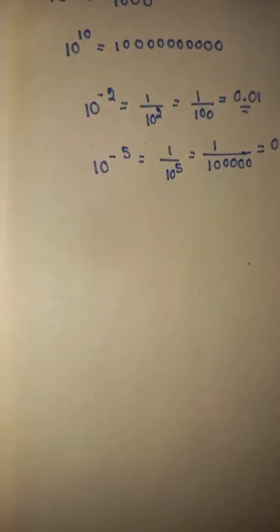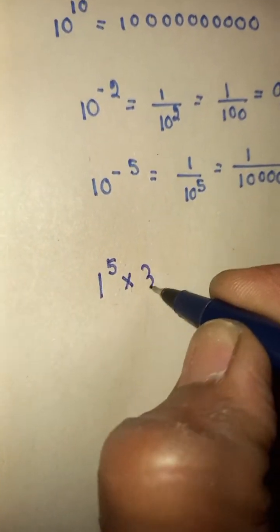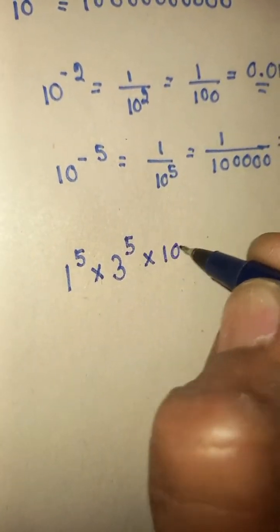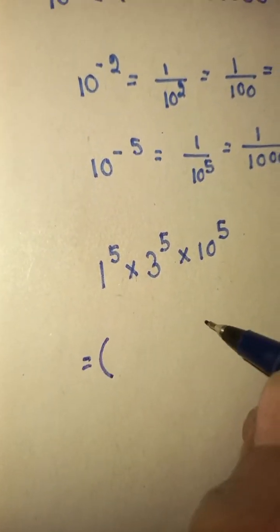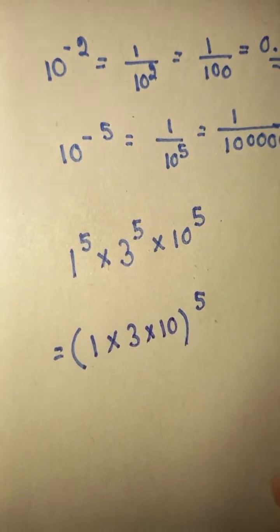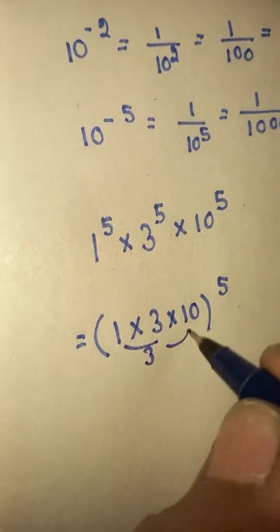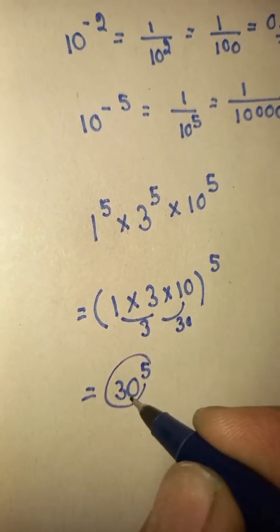Let's take one more number. Here they are giving 1 power of 5 times 3 power of 5 times 10 power of 5. Here also in all of them the power is 5. So take 5 as the common power and multiply inside: 1 times 3 times 10. 1 times 3 is 3, 3 times 10 is 30. This becomes 30 power of 5.